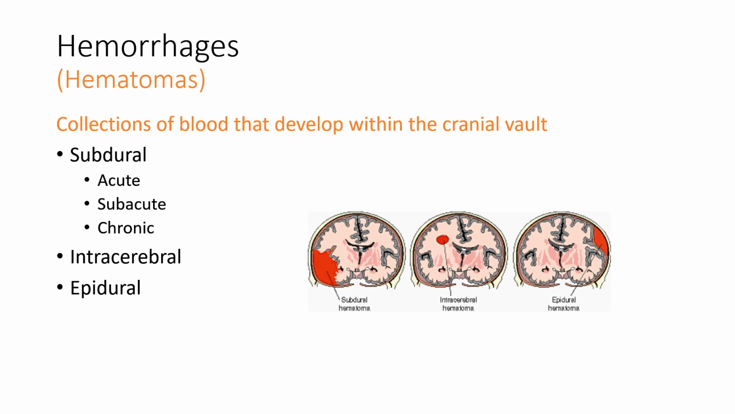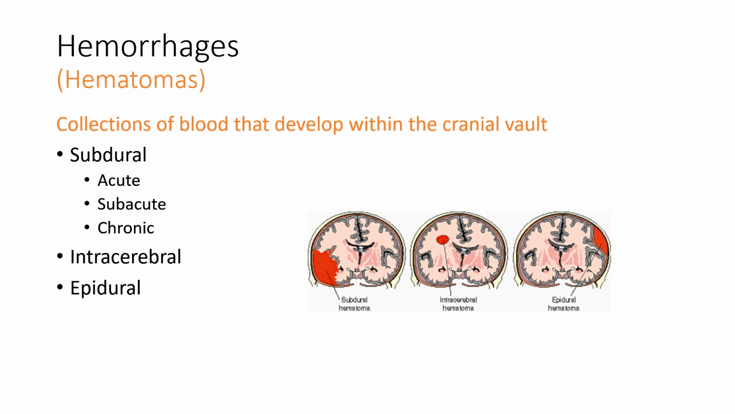With head injuries, the patient may have a hemorrhage in the brain. We also call these hematomas, and we will use those words interchangeably. These are collections of blood that develop within the cranial vault. Cerebral ischemia will result from compression by the hematomas. The symptoms really depend on how fast the blood accumulates and the areas affected.